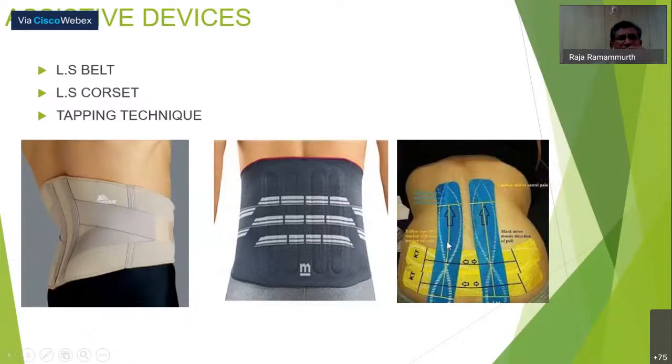KT tape can be given in the horizontal as well as the vertical direction, right, where they are concentrating on the erector spinae muscle and on the affected vertebrae. This taping can be renewed once in 5 days or once in 3 days.